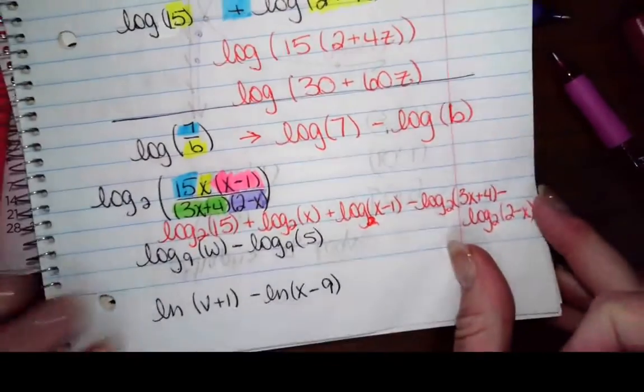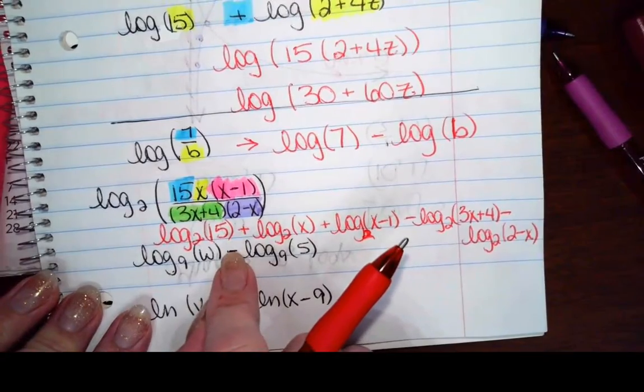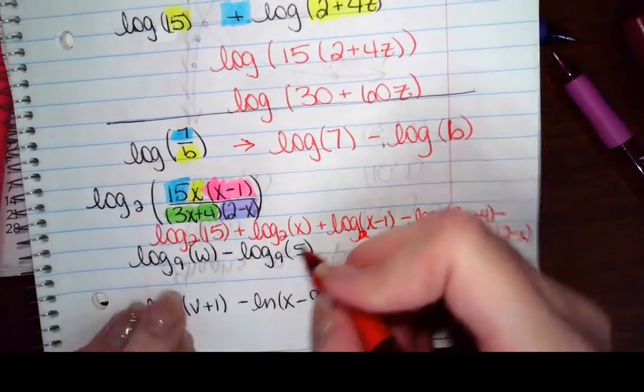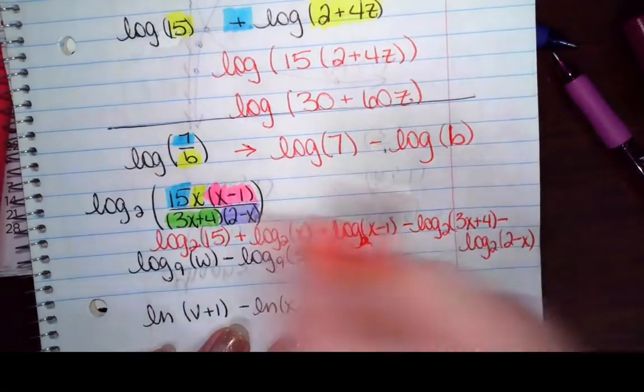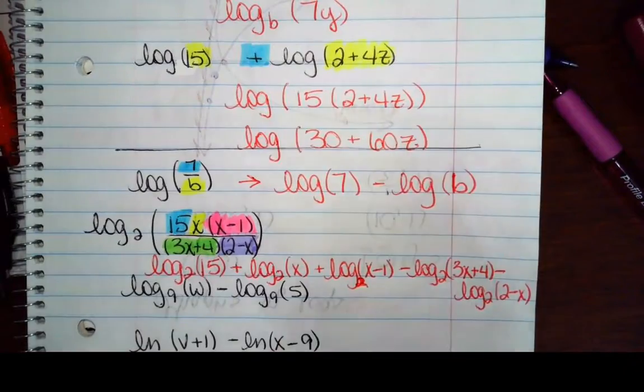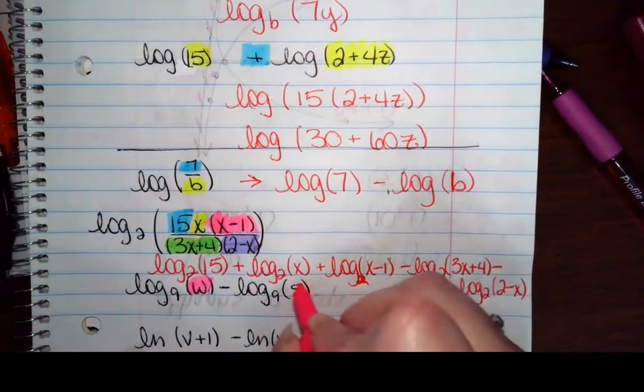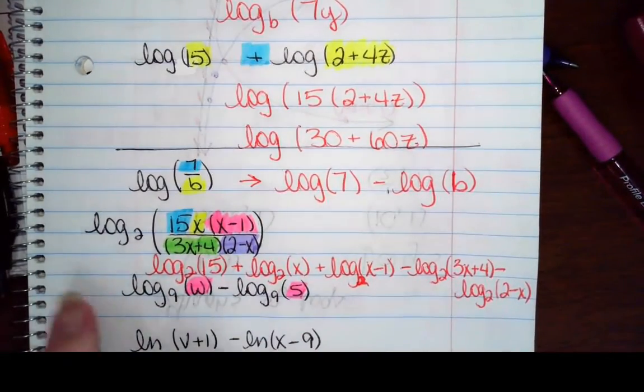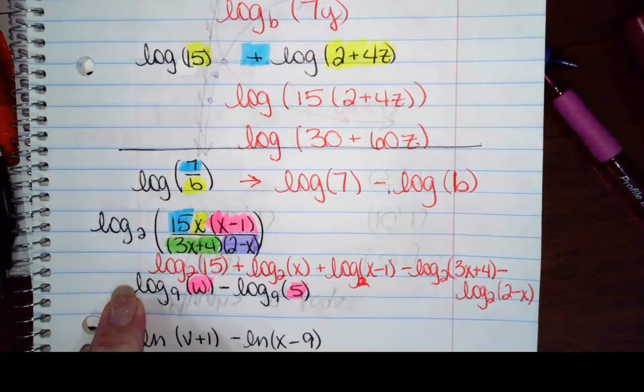All right, so let's look at this one. We're going to condense. I've got subtraction on the outside, which means it's going to be division on the inside. So I've got a W and I've got a 5. So this leads off positive. He's in the numerator.